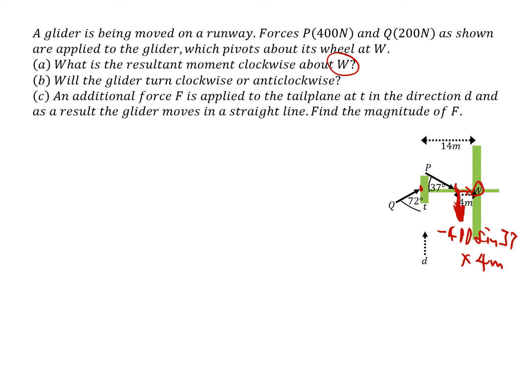Q, on the other hand, can be broken down into two components, one directly in line with W and one in that direction. The one directly in line with W will have no moment. The one in this direction will be 200 times cos 72, multiplied by the distance, which is 14 meters.